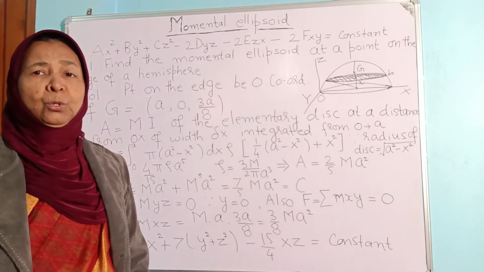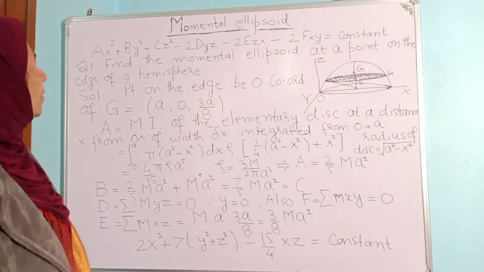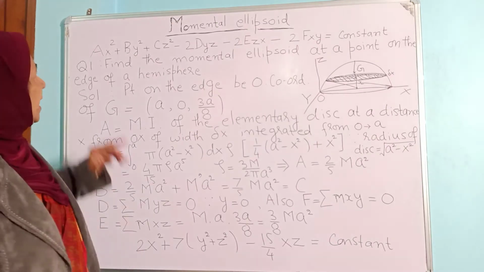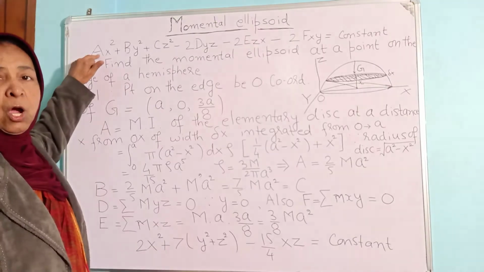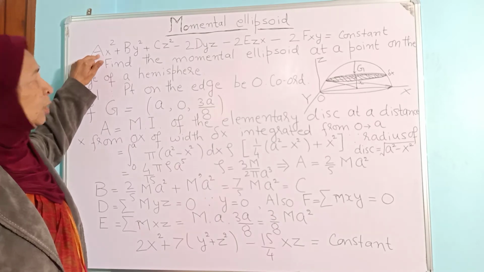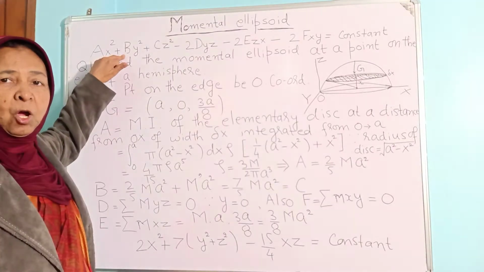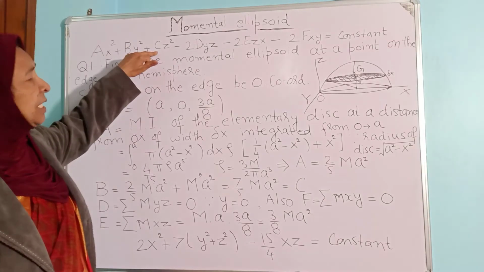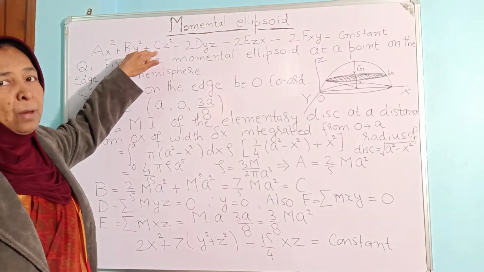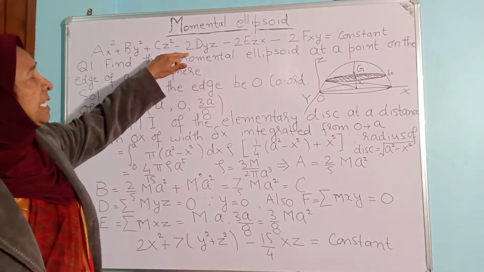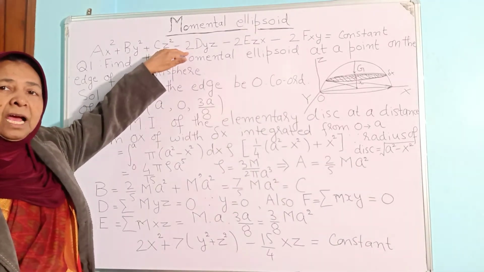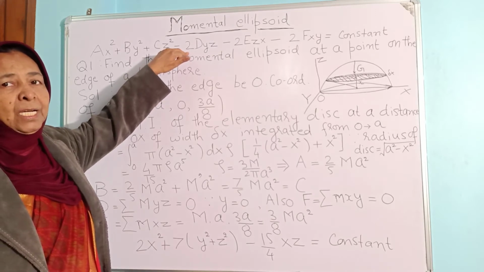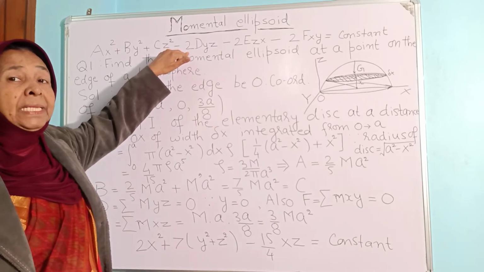And all of you know what is the meaning of capital A, B, C, D, E, F. A is the moment of inertia of the body about x-axis. B, moment of inertia of the body about y-axis. C is moment of inertia about z-axis. D is product of inertia about x-axis. What does it mean? It means x will not be there.